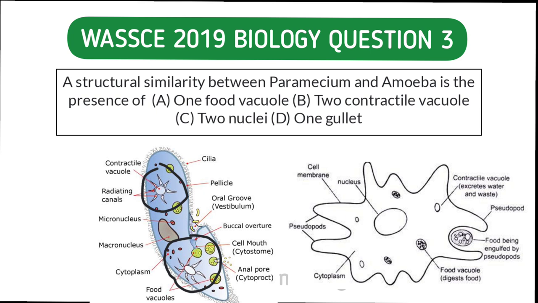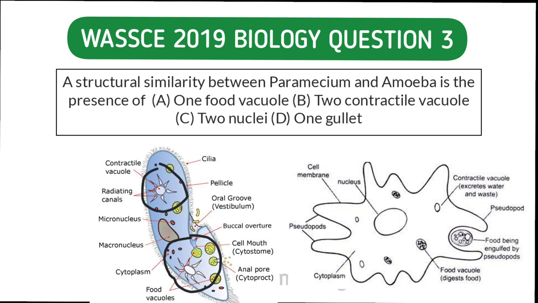Talking about the two nuclei, I've already talked about them. I told you that paramecium contains micronucleus and what? Macronucleus. So note that you could be asked anyway, so you'll be able to defend yourself. Why in amoeba do you only see one nucleus?